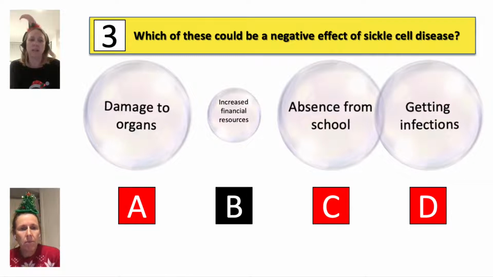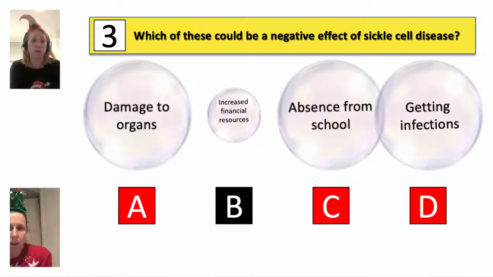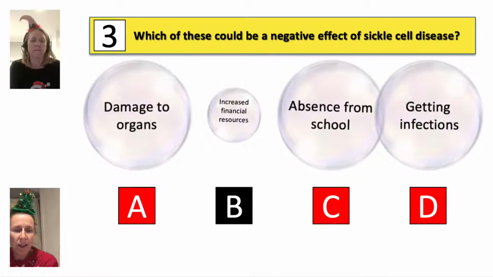Also, absolutely, as Rachel talked about, there can be damage to organs, there can be pain, there can be tiredness from a physical perspective, and also absence from school and getting infections as well. When you're thinking about negative effects, it can be across any of the pies: a physical, intellectual, social, or emotional effect. In B, there's a bit of a clue: increased financial resources. That would come under an economic factor. If you're talking about money, employment opportunities or income, that would come under an economic factor.